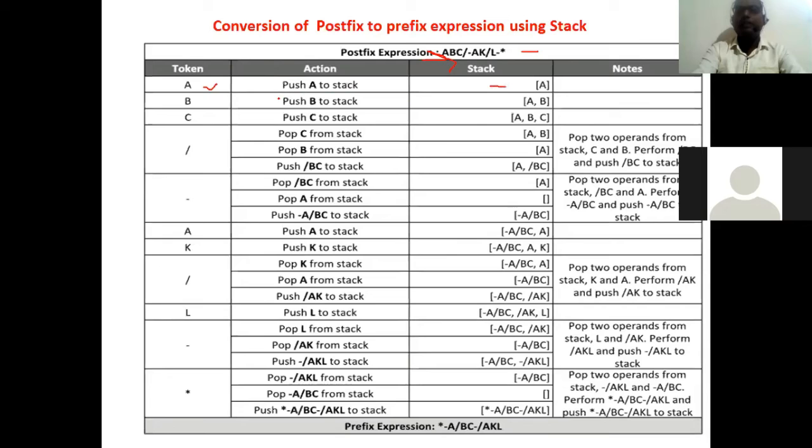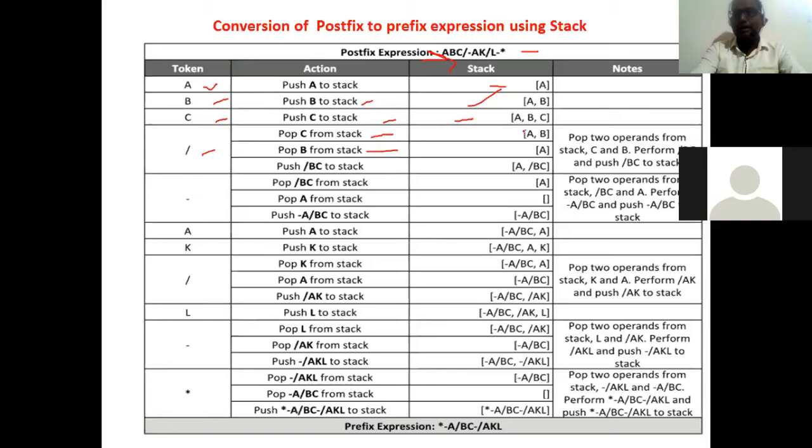A chale gaya. After that B, so B is an operand, so directly put B on the stack, so stack mein A and B aa gaya. After that there is a C, so C is an operand, then again push C onto the stack, so A, B, C ho gaya. After that divide, so divide is an operator, so you have to pop two operands from the stack. First operand pop karoge to aapka pehle kya bahar aayega? C bahar aayega. Second bahar kya aayega aapka?